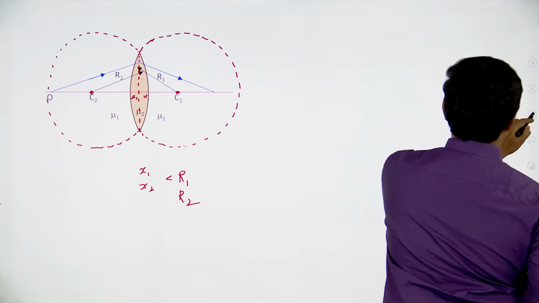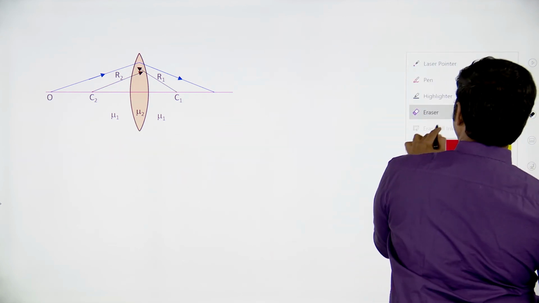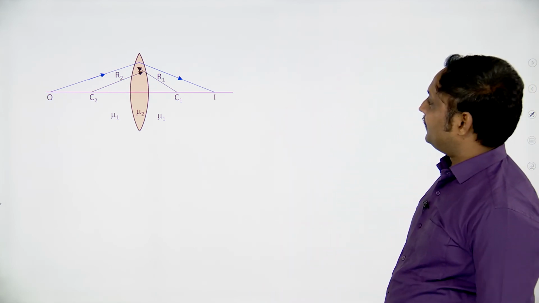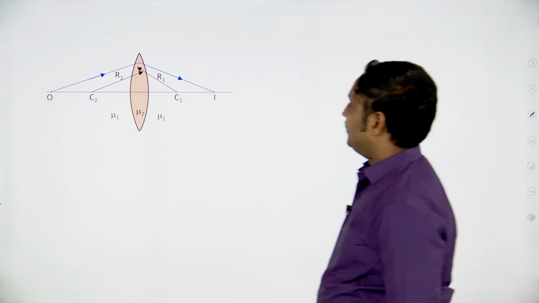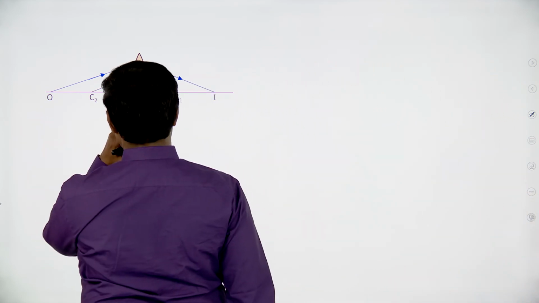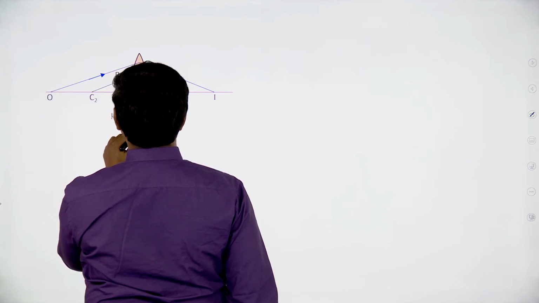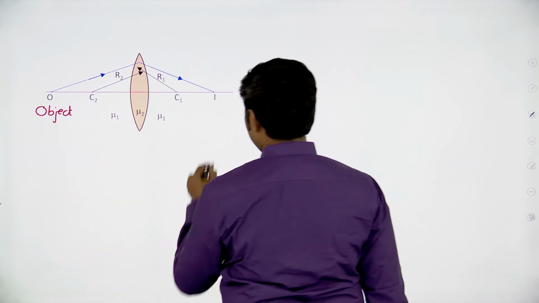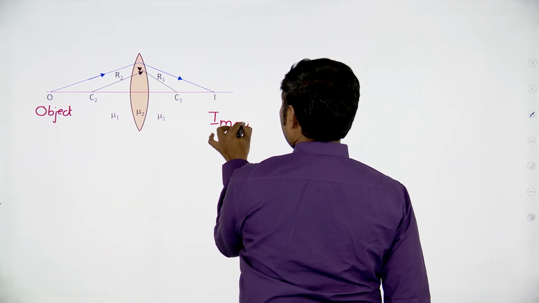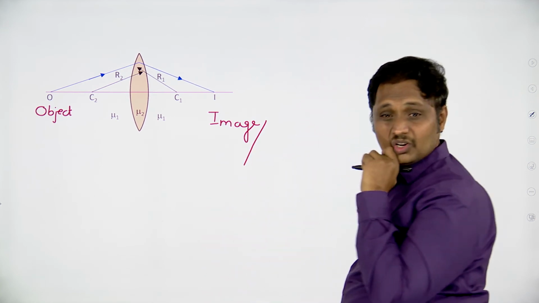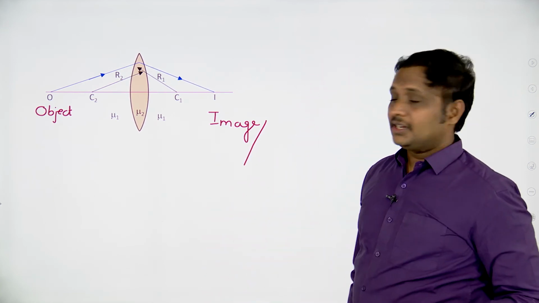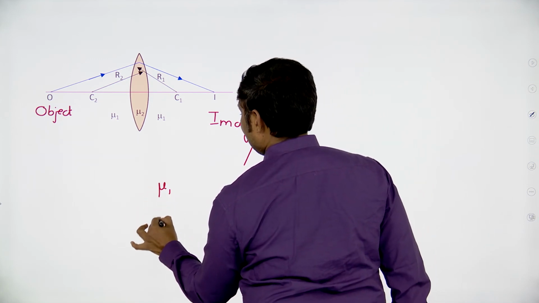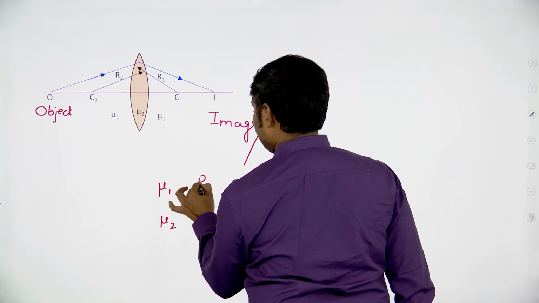Okay, let's have a look. Everybody has to see. You have to get this object and image. This is going to be that object, and this is going to be that image. We would like to go for mu1 and mu2. This is going to be the refractive index.